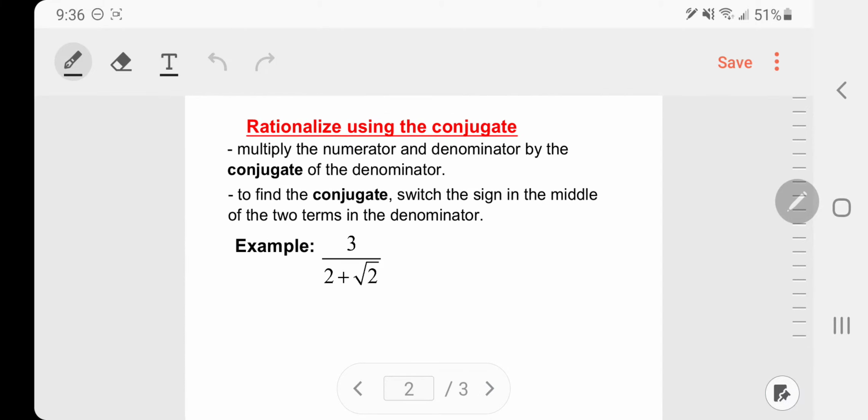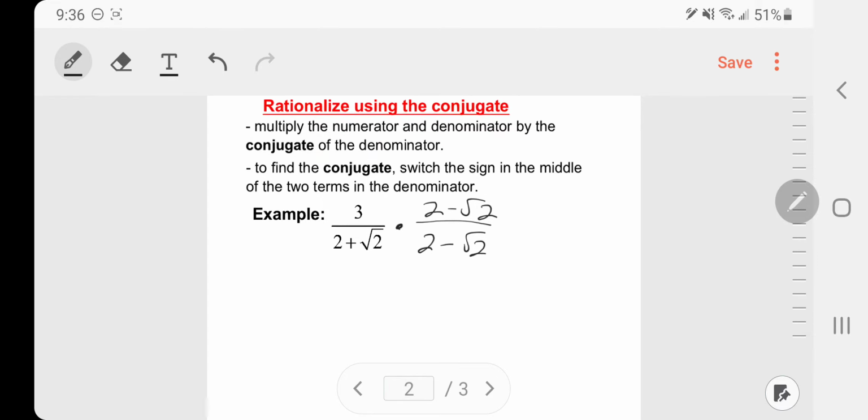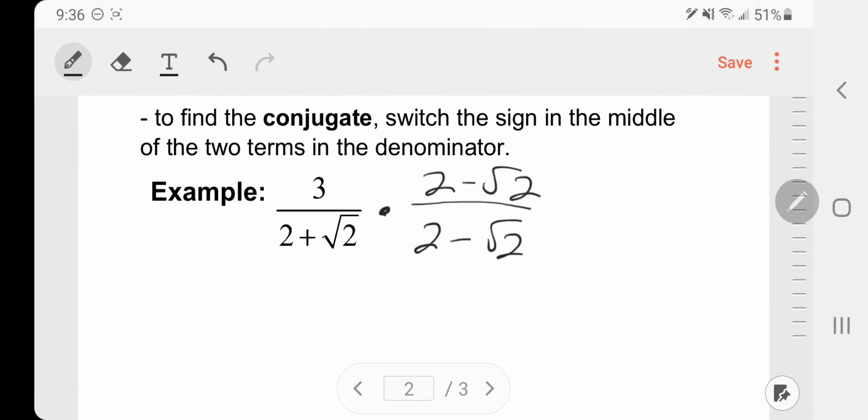Okay, so here we are. We have something like this, 3 over 2 plus the square root of 2. So something like this, you want to multiply both the top and the bottom by the conjugate of our denominator. So if it's 2 plus the square root of 2, I'm going to multiply both the top and bottom by 2 minus the square root of 2.